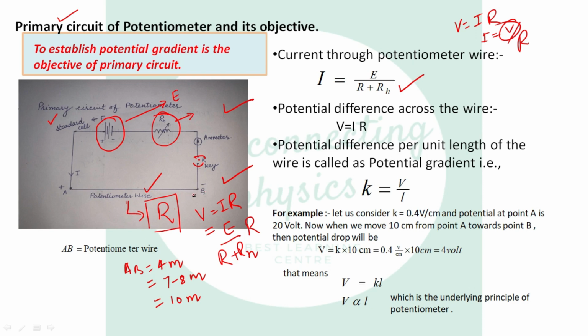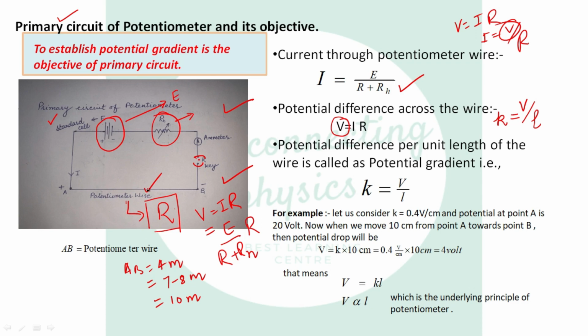We know the length of the wire. When we divide this potential difference by the length of the wire, we get the potential gradient. We know the value of V and we know the value of L, so we know the value of the potential gradient. Potential gradient means that with the increase of length, the potential is decreasing.